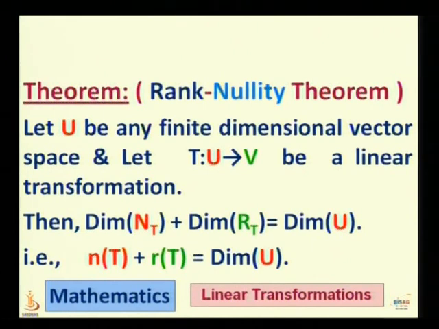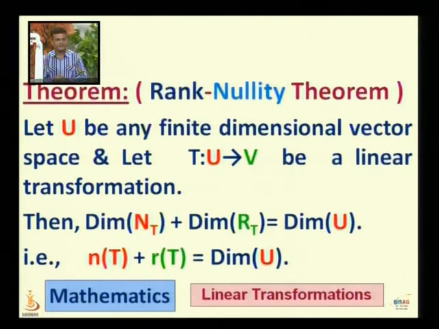This is one of the most important theorems in the theory of linear transformations, which is known as the Rank Nullity theorem. The theorem states that if U is any finite dimensional vector space and T from U to V is a linear transformation, then dimension of N(T) plus dimension of R(T) is equal to dimension of U, or we can state this as n(T) plus r(T) is equal to dimension U. Here, we prove this theorem.